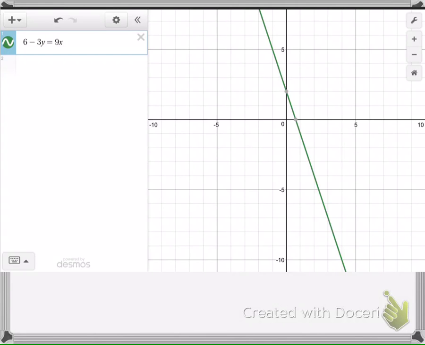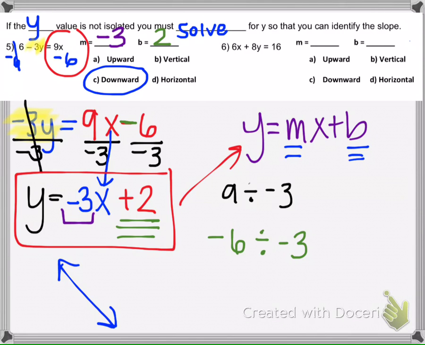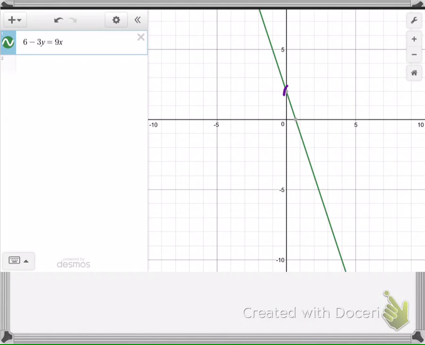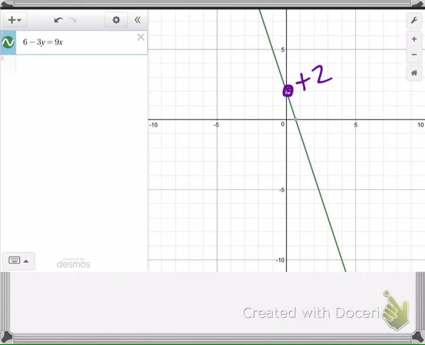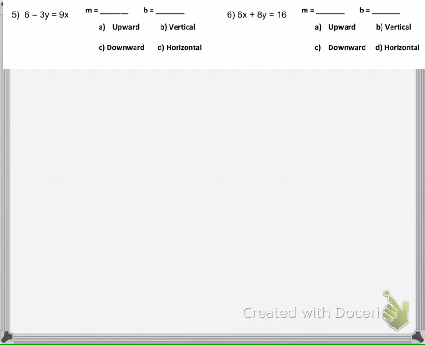So I went and graphed it here. We said that it should cross at 2. Notice it does. And the slope was negative. And notice here, it's going down, so it's negative. And then the rise is 3, and the run is 1. So it works. Checked it with the graphing calculator. All right, let's go ahead and try example 6 here.